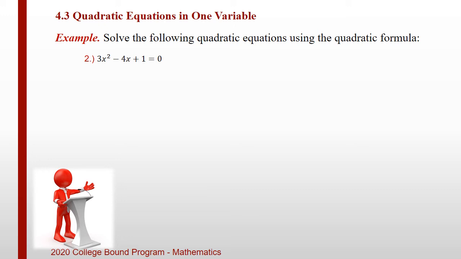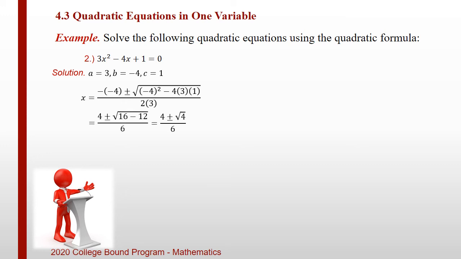Another example, consider 3x squared minus 4x plus 1 equals 0. Like what we did in the first, we start by identifying what are the values of a, b, and c. In this case, a equals 3, b equals negative 4, and c equals 1. Using the quadratic formula, x is equal to negative of negative 4 plus and minus the square root of negative 4 quantity squared minus 4 times 3 times 1 all over 2 times 3.